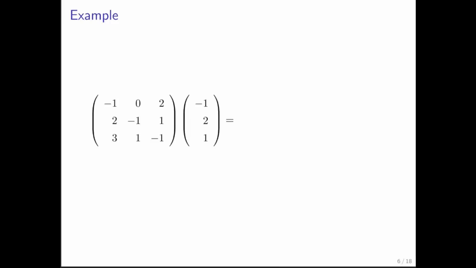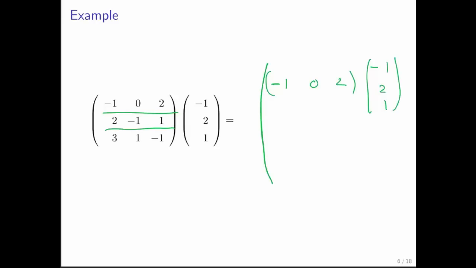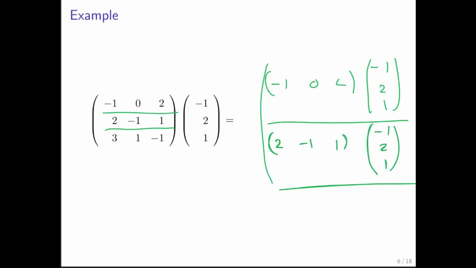Let's do an example of a matrix vector multiplication. Notice that here we need to do dot products of the rows with the vector. So the first element of the result vector is (-1, 0, 2) dot (-1, 2, 1). That's a dot product. The second element of the result vector is (2, -1, 1) dot product with (-1, 2, 1). And the last component is (3, 1, -1) dot product with (-1, 2, 1).